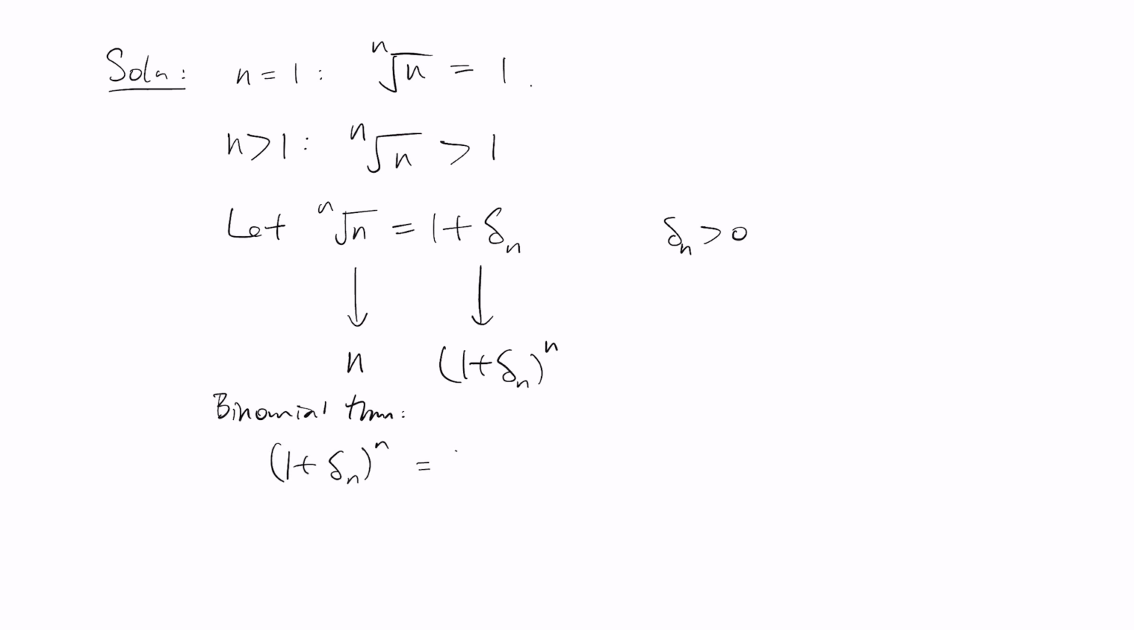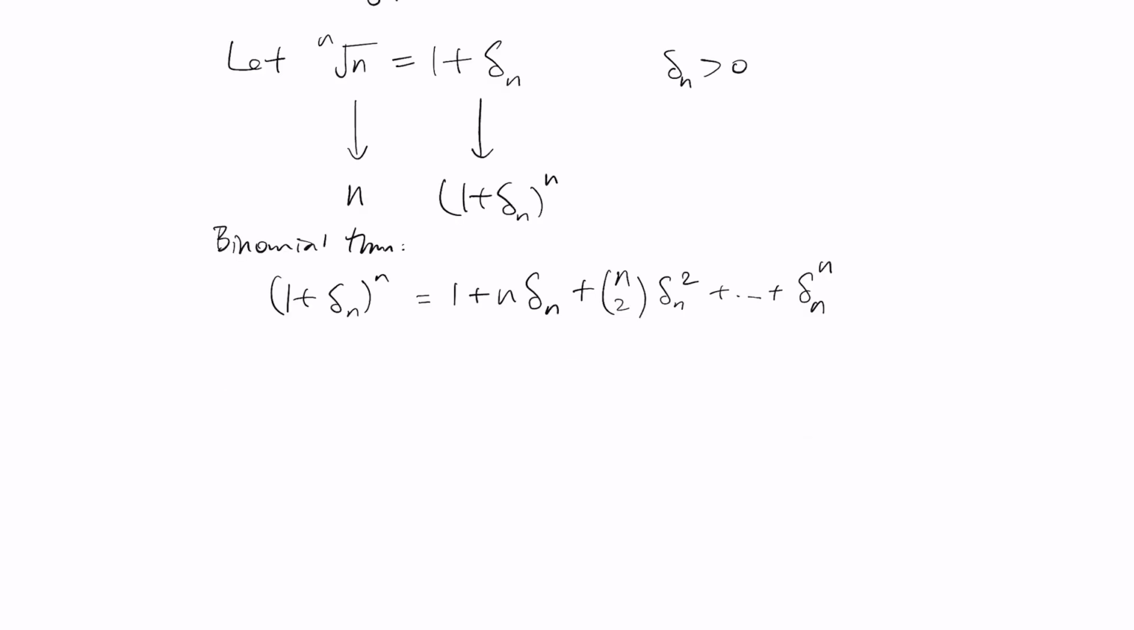So this is equal to 1 to the power of n, which is 1, plus n choose 1 lots of delta n. So n choose 1 is n, plus n choose 2 lots of delta n squared, and so on, all the way up to the last term, which is just delta n to the n. So notice that this means that n is equal to 1 plus n delta n plus n choose 2, which is n times (n minus 1) on 2, times delta n squared, plus a bunch of other things, which we don't care about because they're all positive.